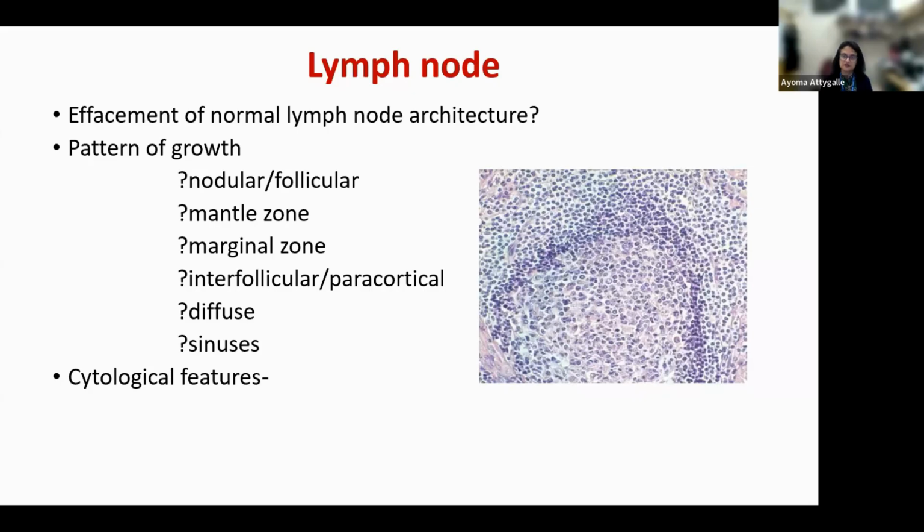Mantle zone pattern is when you have a naked follicle center, and the infiltrate starts immediately outside the follicle center. So in other words, that's why it's a naked follicle center. And the marginal zone pattern of infiltration is what you're seeing in this image here, where you see a reactive follicle center, a well-demarcated mantle zone, and the infiltrate is outside to that, forming a cuff around the reactive follicle. Then interfollicular paracortical, is it diffuse, or are the sinuses affected?